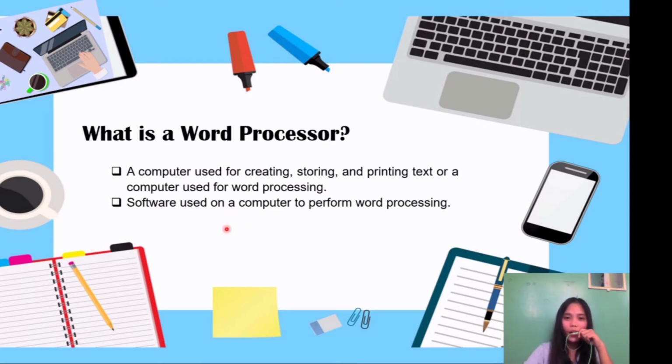On the other hand, a word processor is a computer used for creating, storing, and printing text, or a computer used for word processing. It is software used on a computer to perform word processing. So a word processor is software or a device that allows users to create, edit, and print documents. It enables users to write text, store it electronically, display it on screen, modify it by entering commands and characters from the keyboard, and print it.